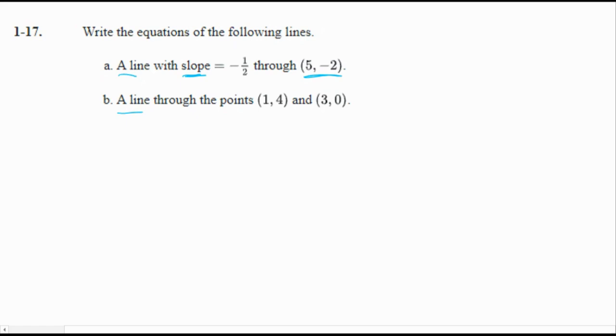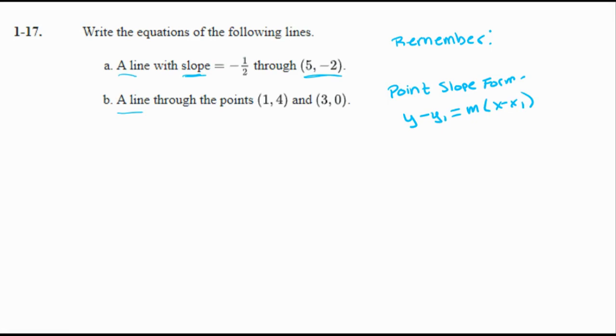So first thing to remember is that basic equation here. With point slope form, m is our slope, so I'm just going to plug in -1/2 there. And then y1 and x1 are just the points that were given, and so we just plug those numbers in as well. So to rewrite this one for A is y minus -2 equals -1/2 times x minus 5.